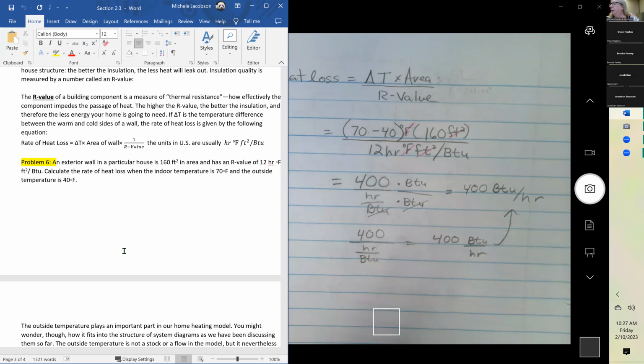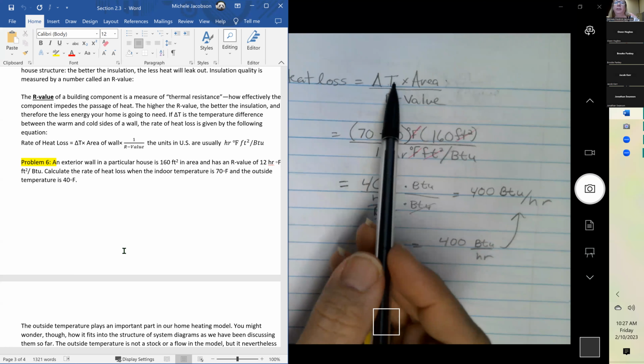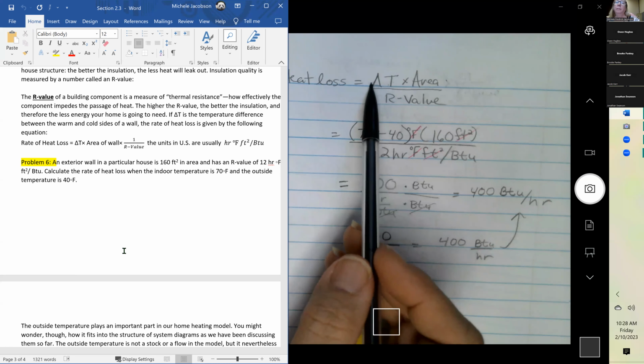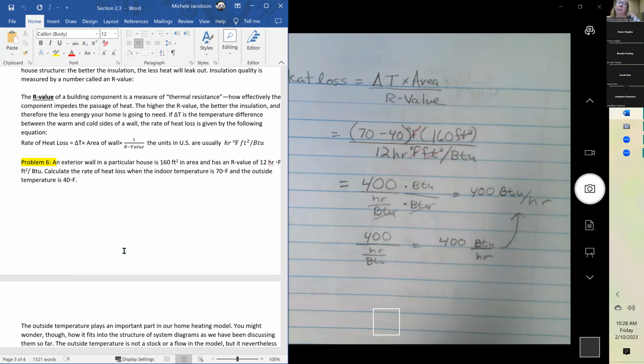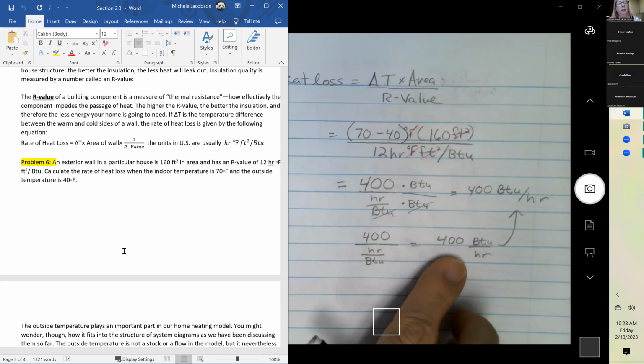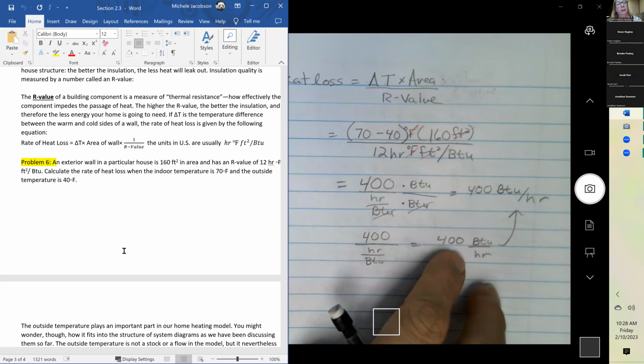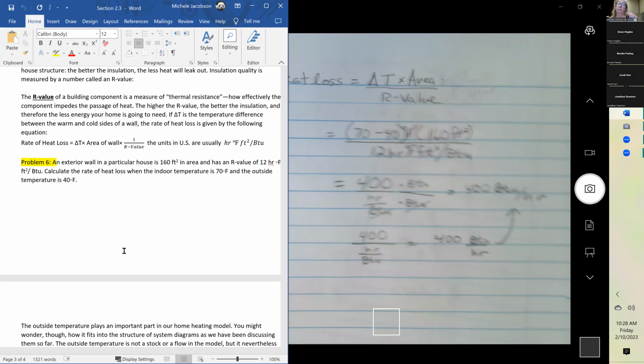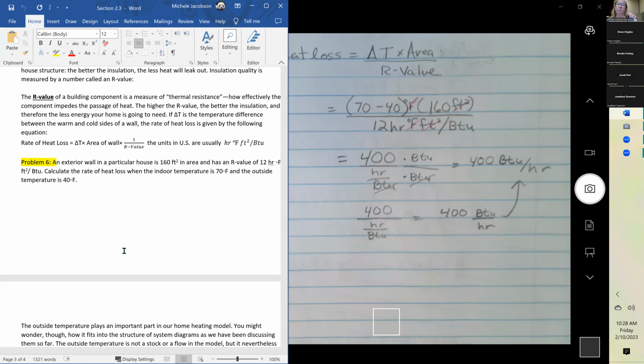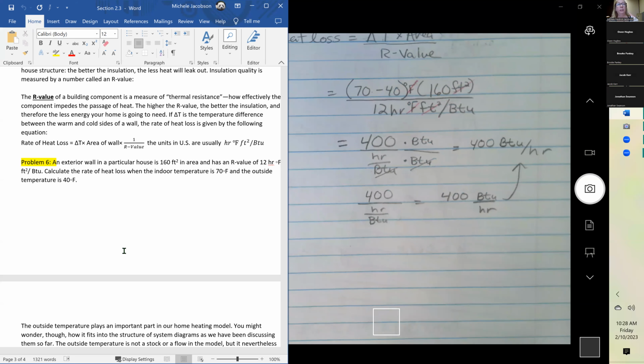The biggest thing is making sure you know delta T is just change in temperature. Area was given and R value. So this is how much heat is being lost in this home just from that one wall. Any questions on that?